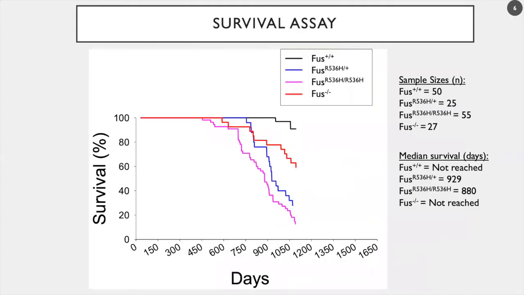This is a graph of the ongoing adult survival curves I've been working on. We will see that both the heterozygotes and homozygotes have already reached median survival. However, this is not the case for both the wild types and the knockouts.